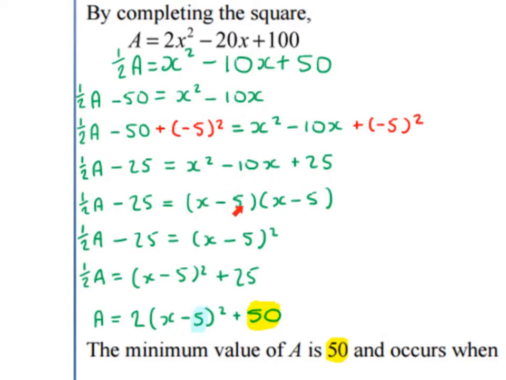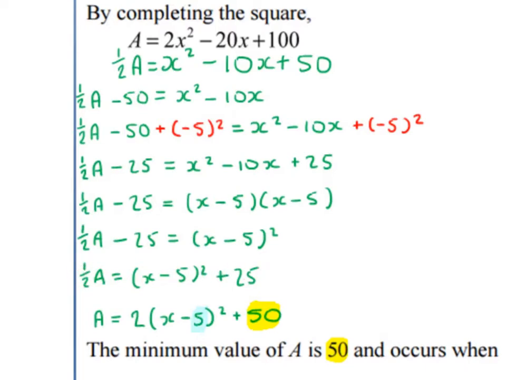Now x minus 5 times x minus 5 is x minus 5 squared. And again on the left we had a half a minus 25. So now we're going to bring the minus 25 over the equal sign, it becomes plus 25. And we're nearly there, we just have to get the a on its own. So at the moment we have a half times a. So we're going to multiply across by 2 so that this will cancel out.